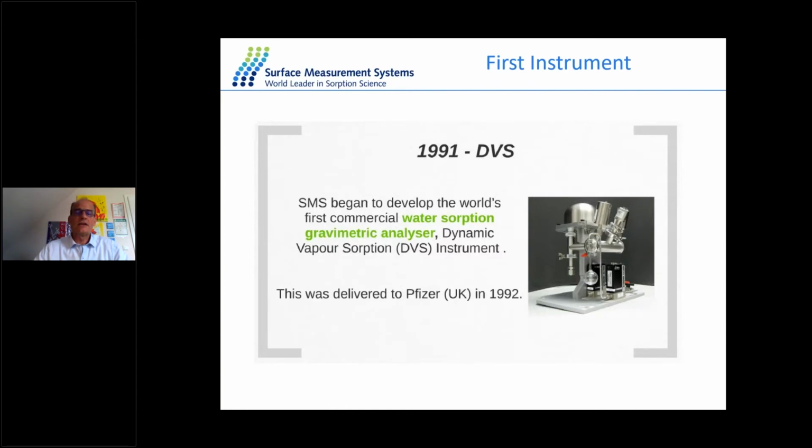It started in 1991. There was no automatic gravimetric vapor sorption instrument on the market. He was asked if he could build such an instrument. That was at the time for Pfizer, for the pharmaceutical industry, who were searching for a gravimetric system which is automatic, very sensitive and reliable for the pharmaceutical industry.